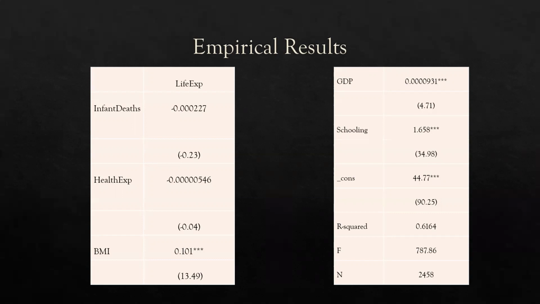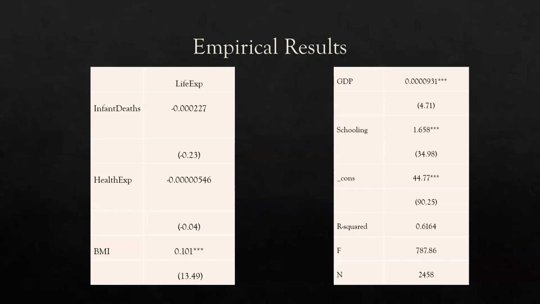The next variable is BMI. Its regression coefficient is 0.101. This is significant at all levels. This coefficient means that the life expectancy increases by 0.101 if the BMI goes up by 1. GDP regression coefficient is 0.0000931, significant at all levels, meaning that if the GDP goes up by 1, life expectancy goes up by that number.